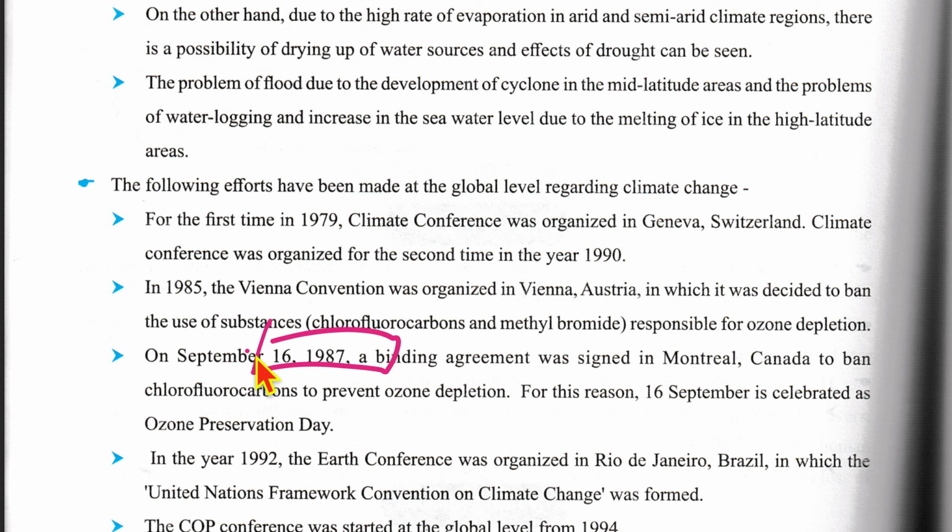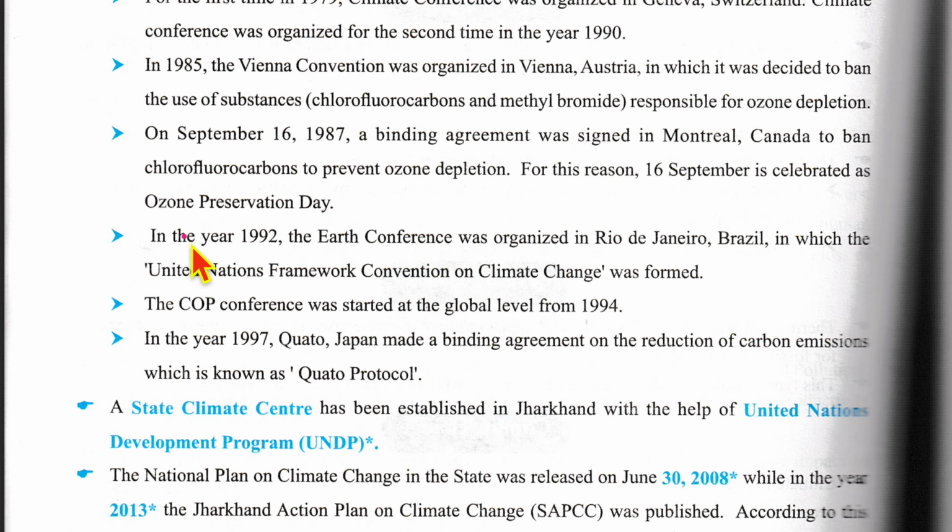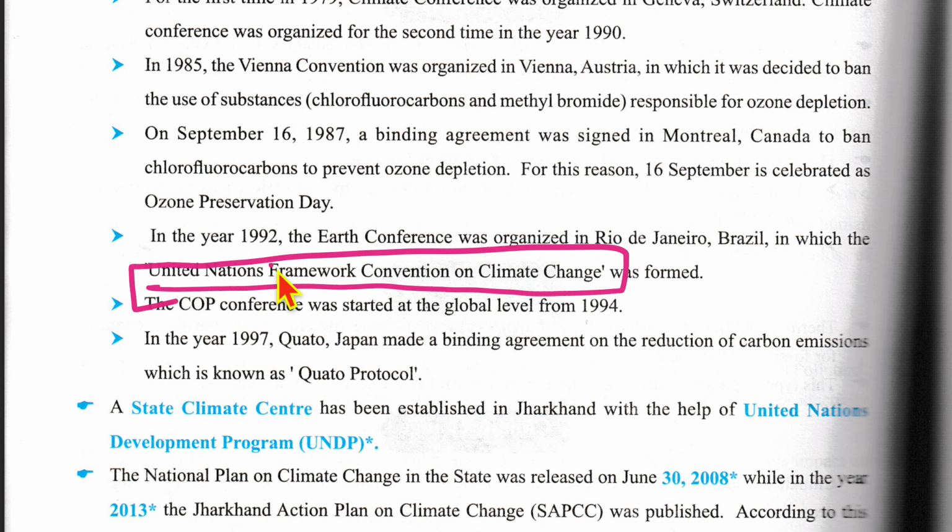On September 16, 1987, a binding agreement was signed in Montreal to ban chlorofluorocarbons to prevent ozone depletion. For this, 16 September is celebrated as Ozone Prevention Day. In the year 1992, the Earth Conference was organized in Rio de Janeiro, in which the United Nations Framework Convention on Climate Change, UNFCCC, was formed.